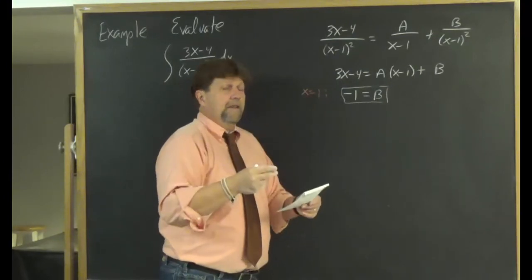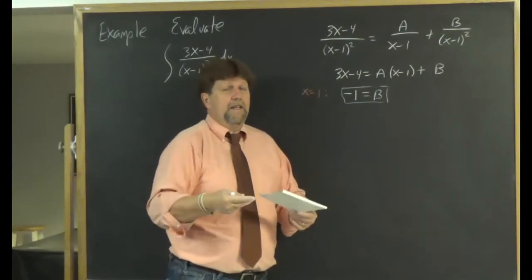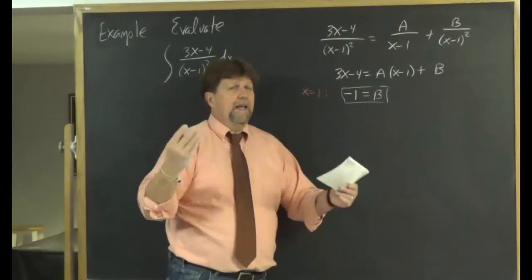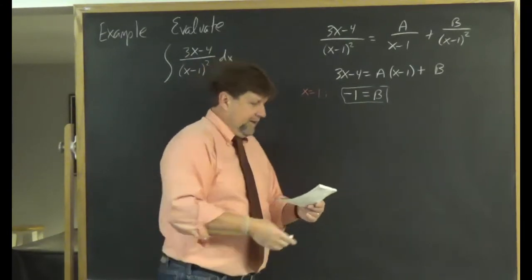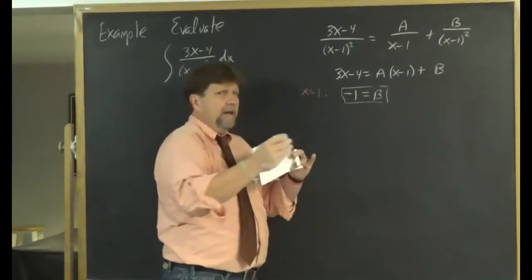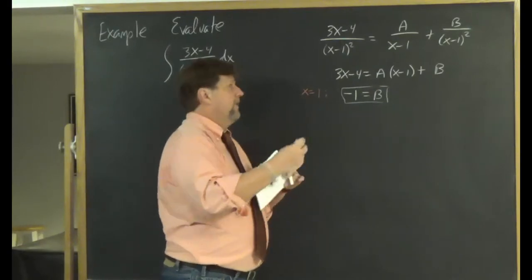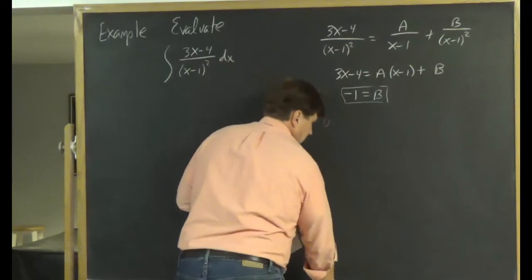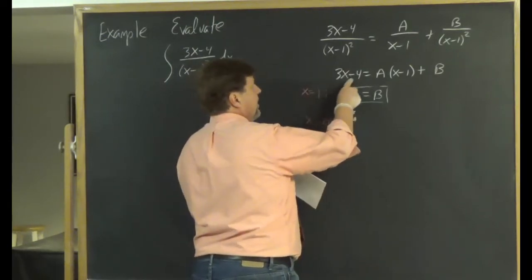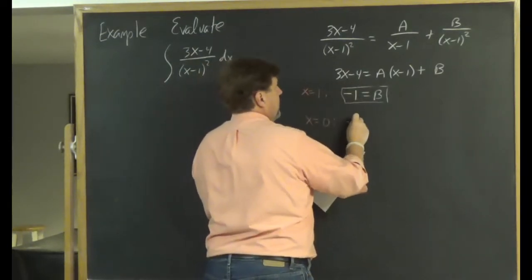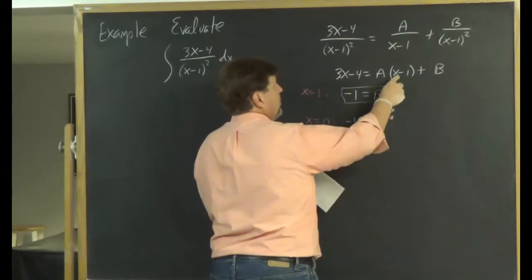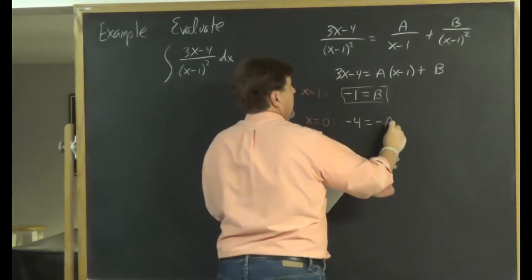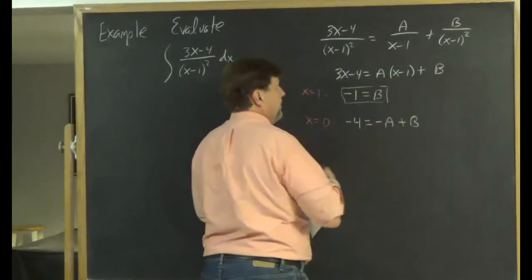Now you need to pick another value of x. I've run out of convenient values to pick for x, so I can pick anything I want. I can pick any number I want for x. There are no more convenient values. I'm going to pick x equals 0. So when I pick x equals 0, that gives me negative 4 equals negative a plus b.